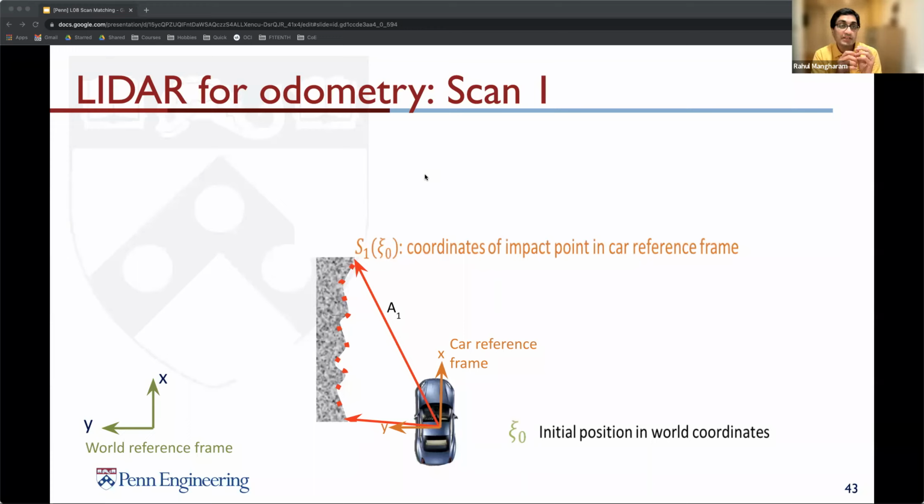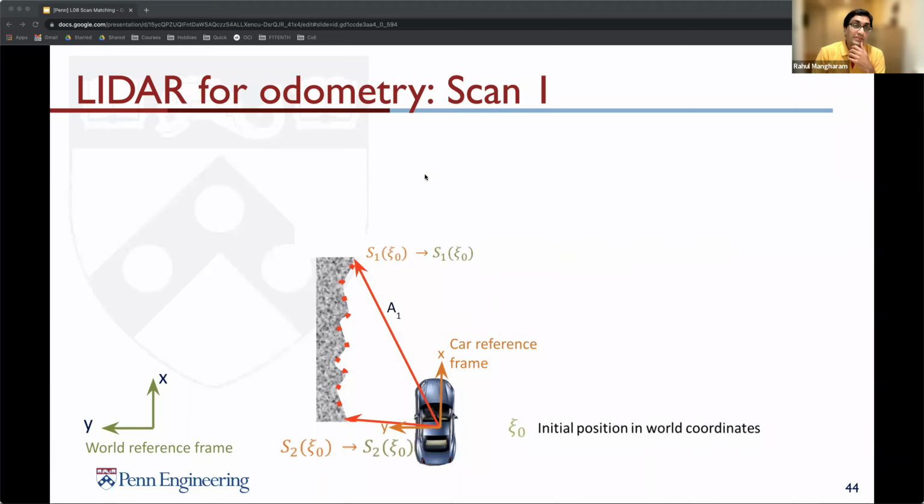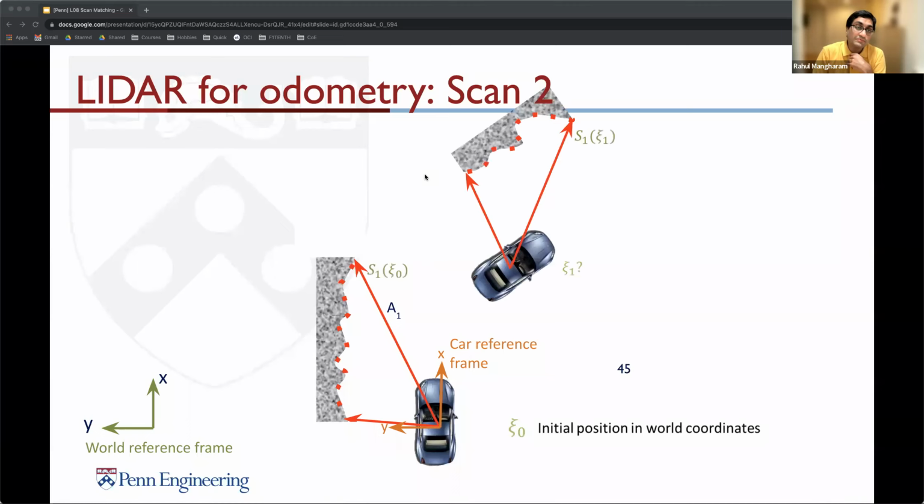This is expressed in the orange reference frame, but the car knows where it is in the world, that's psi 0. So it's easy to calculate the position of S1 in the world reference frame, that's psi 1, that's S1 of psi 0 shown in green. The important thing to note is that to know S1 in the world frame, we need to know where the car is. That's why the green global S1 depends on psi 0.